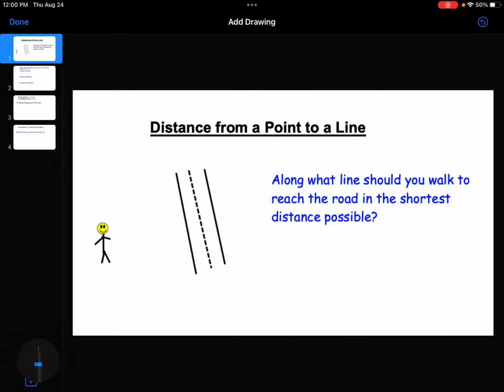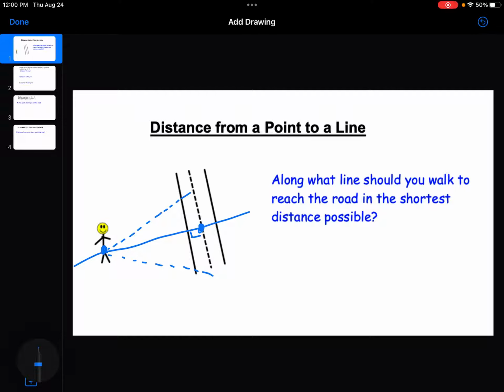When we're finding the shortest distance from a point to a line, we need to recognize that we're going to have to go from here to somewhere over here. But when we're doing this, there are some things we need to realize. First, we have to do it at a right angle, because if we do it at anything other than a right angle, we're actually creating a hypotenuse, which is always going to be longer than that right angle.